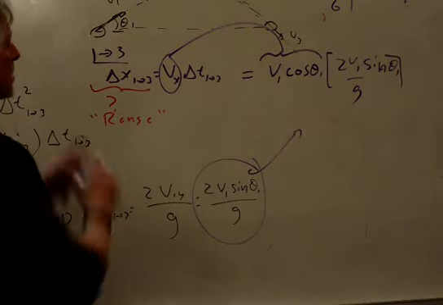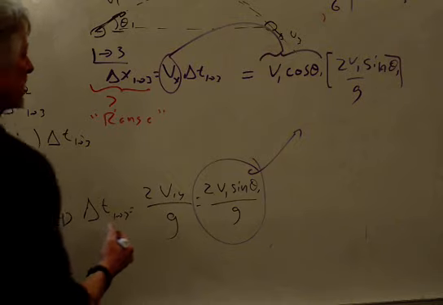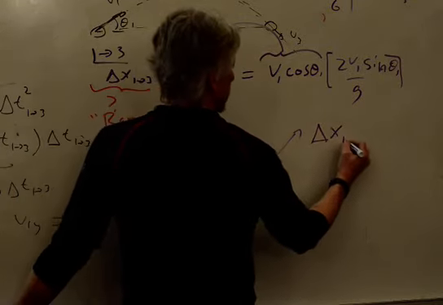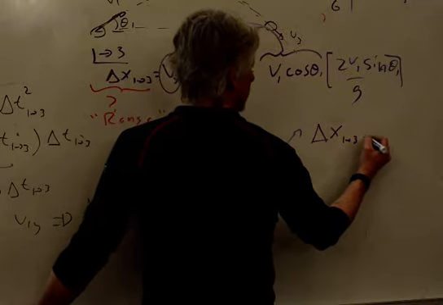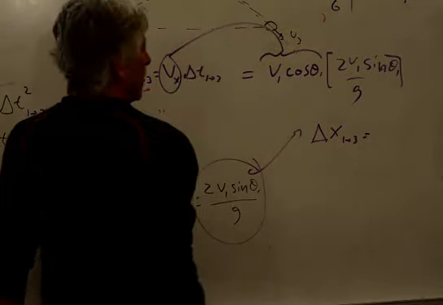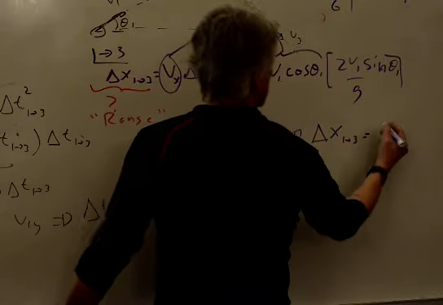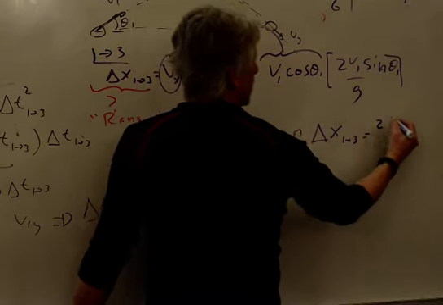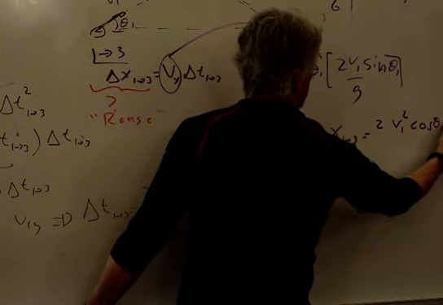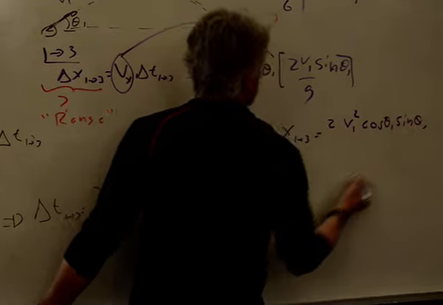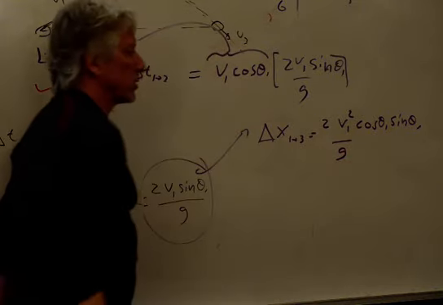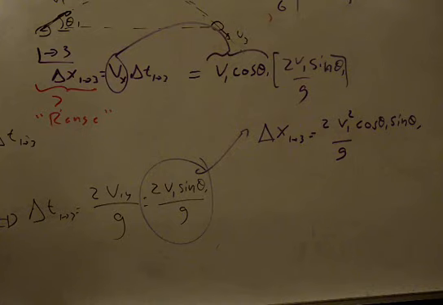Let's see. So the range, that is if it lands at the same height as the released, or doesn't have to land, delta x 1 to 3, sometimes called r, but I called it 1 to 3. It doesn't have to be. It could be 1 to 2. Is equal to 2 V1 squared cos theta 1 sine theta 1 divided by g. Kind of like to put the numbers out here, and we've got it like that.